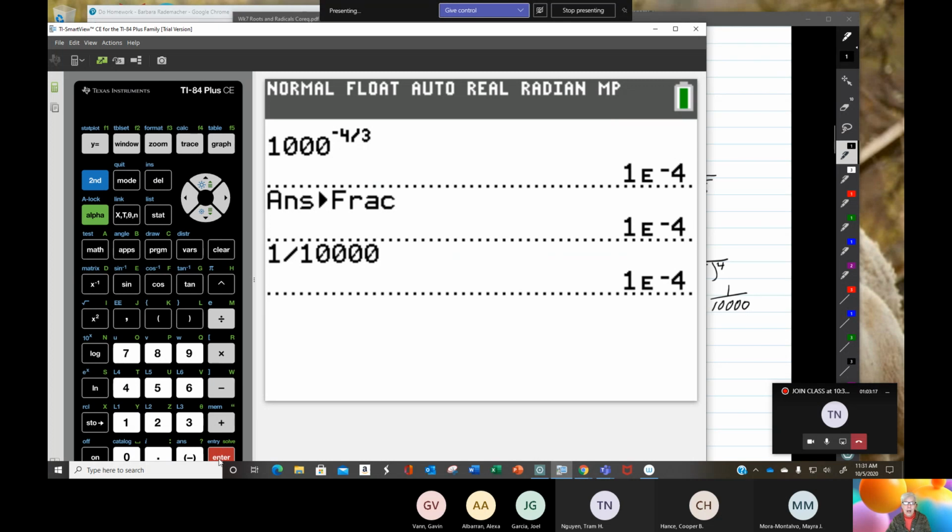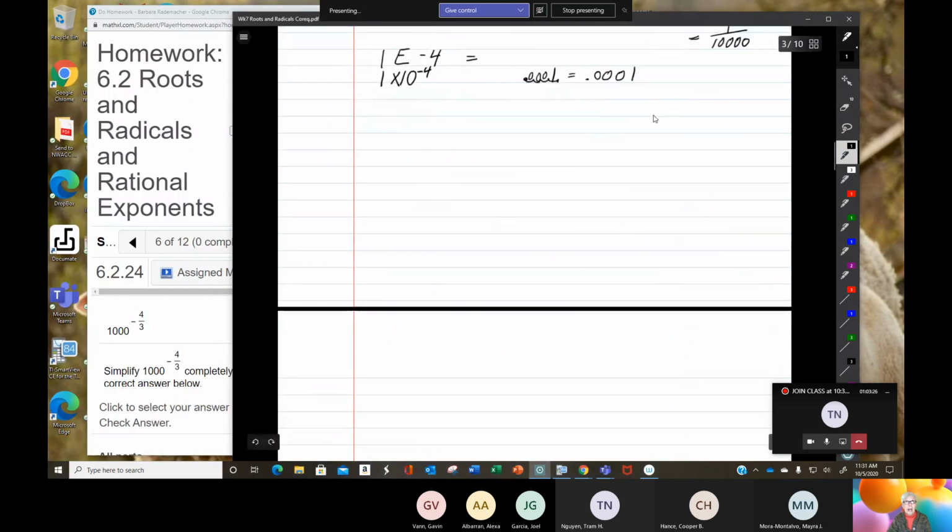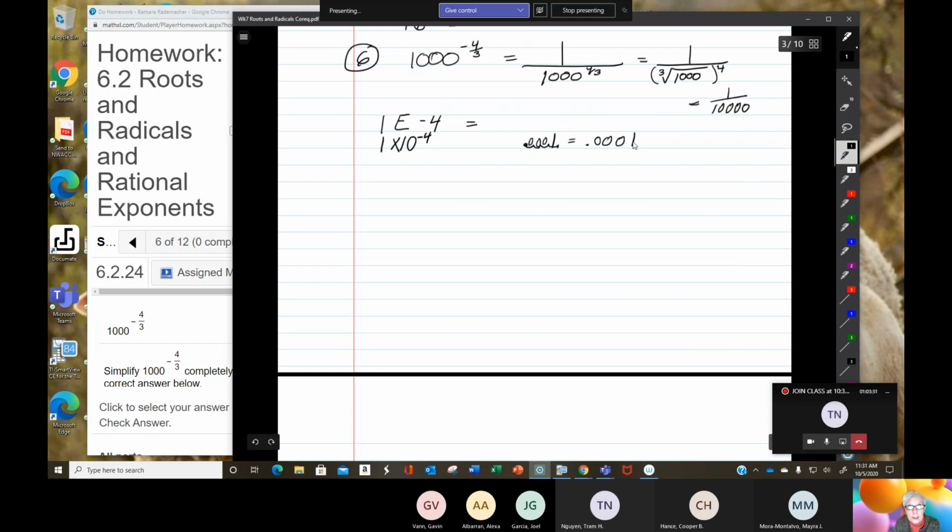So that is the answer, but not the answer they're looking for, and you can't even math frac it, which means you're going to have to do it the old-fashioned way. So let's do it the old-fashioned way, step by step. 1,000 to the negative 4/3 power equals 1/1000 to the positive 4/3 power, which is 1 over the cube root of 1,000 raised to the fourth power, which is, we just found, 1/10,000.